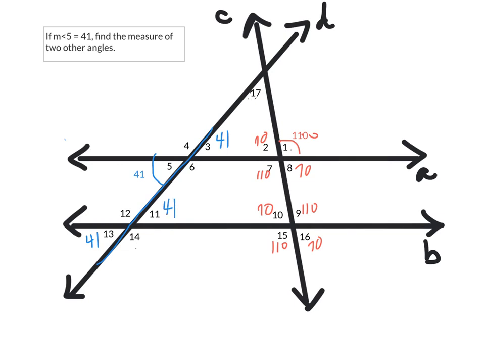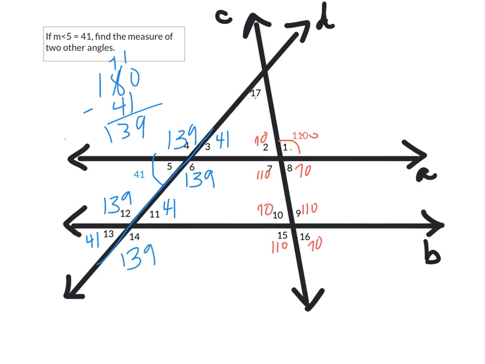Now angle 4 and angle 3 make 180. So if we take 180 minus 41, we're going to have 139. That makes angle 4 139. Angle 6 is also 139 because all the obtuse ones are the same. And angle 12 and 14.